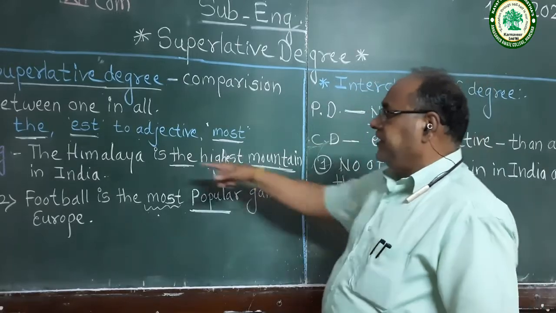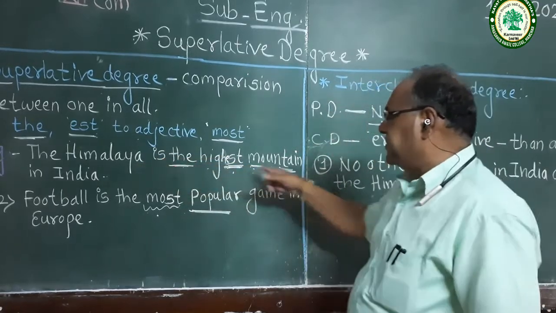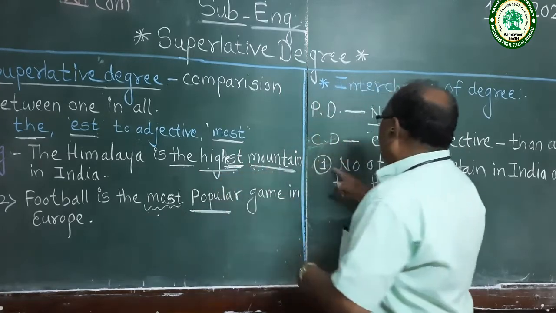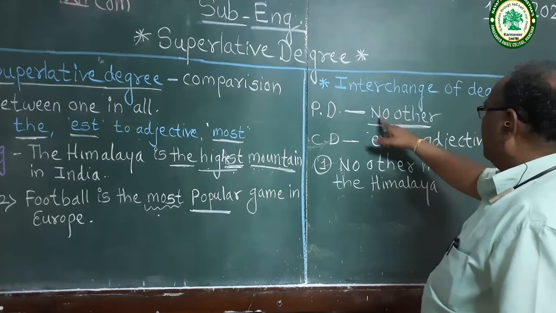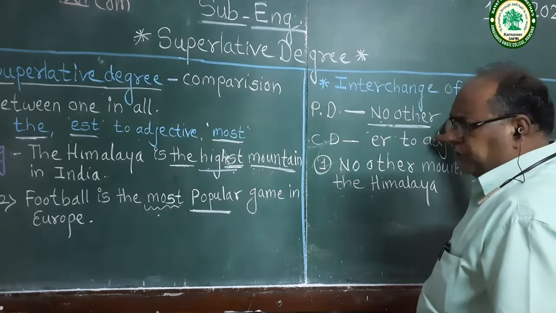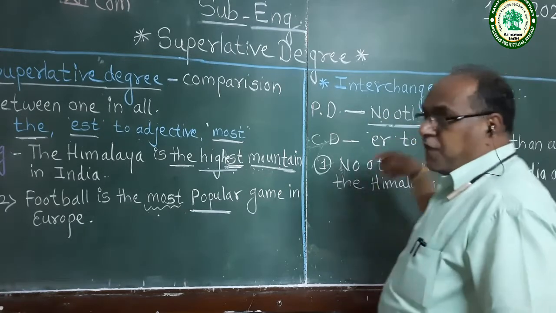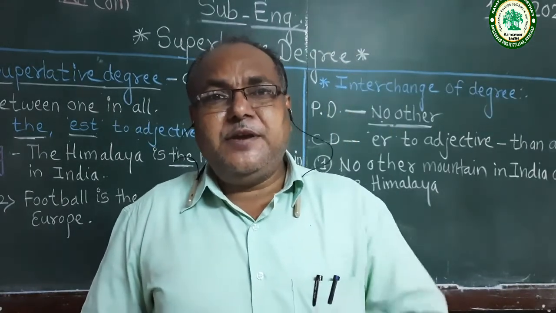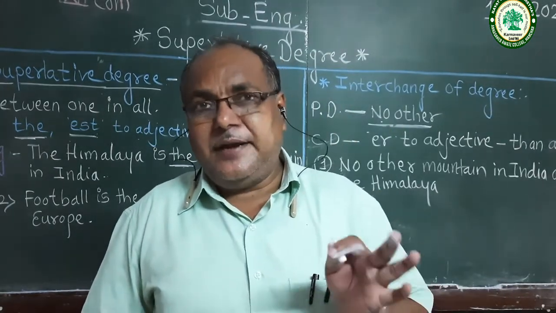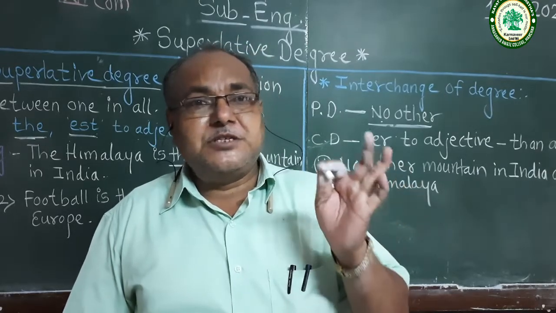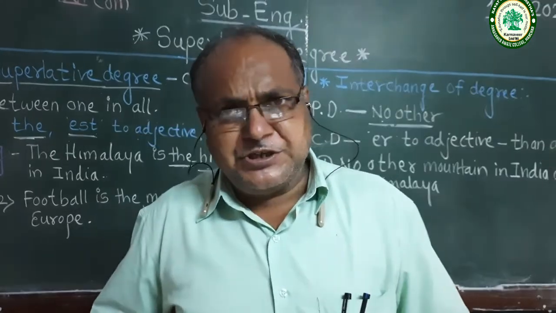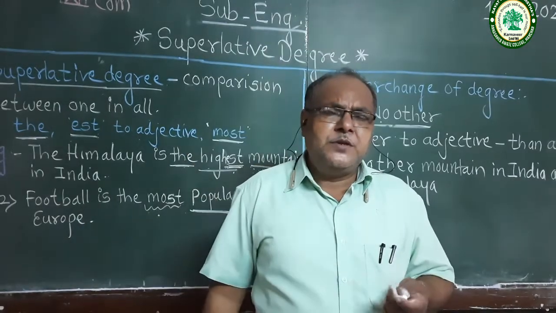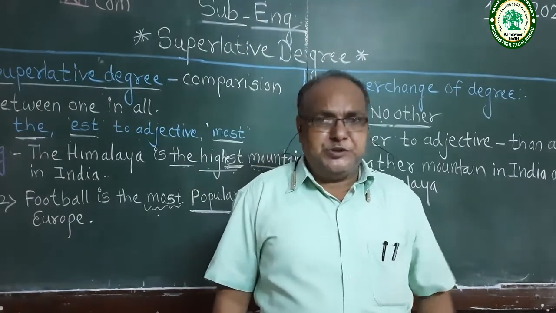Look at the superlative degree example. The Himalaya is the highest mountain. Mountain is the noun followed by the adjective, and that is why we begin the positive degree sentence with "no other mountain". Take a form of "to be" and place the adjective between "as" and "as", and take at the last the remaining subject part of the superlative degree sentence. In this way we can alter superlative degree into positive degree.